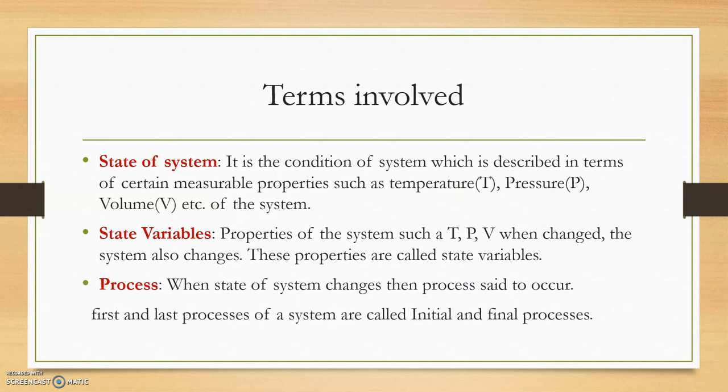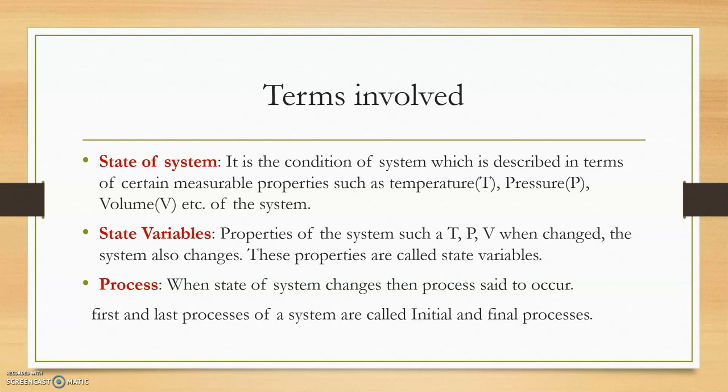And coming to the next term, it is state of a system. We come across the word state of a system in thermodynamics. It is the condition of the system which is described in terms of certain measurable properties such as temperature, pressure, volume, etc. The properties of the system such as temperature, pressure, volume, when changed during the process, the system also changes. These properties are called state variables.